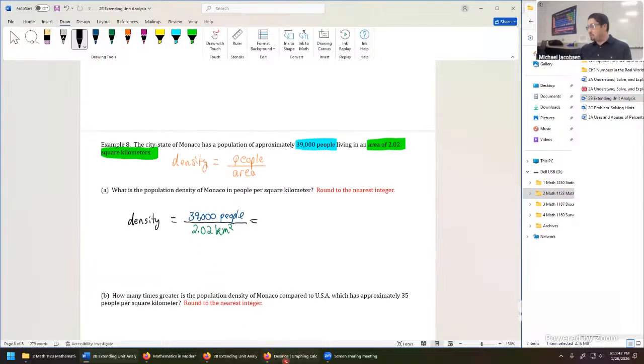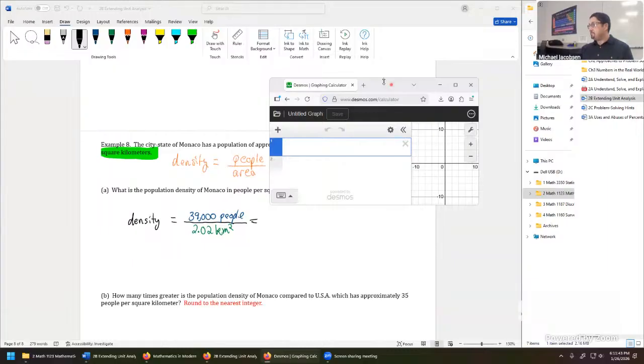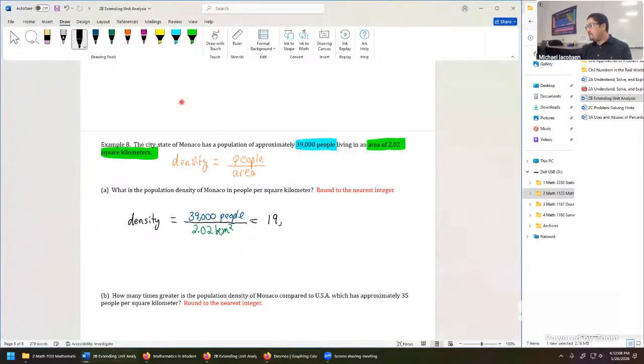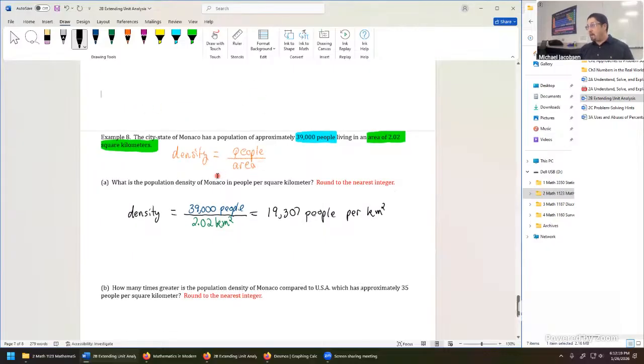So here's the calculator portion of the problem. Take 39,000, divide by 2.02. It says round to the nearest integer, or nearest whole person, you could say differently. So if we rounded to the nearest integer value, the 9 there would round this up to 19,307 people. So we have 19,307 people per square kilometer, or km squared. So that's the density of Monaco.